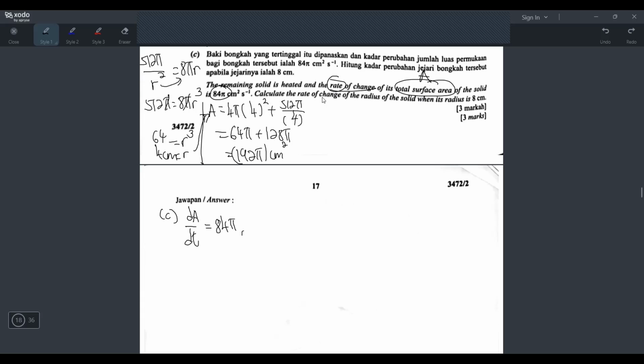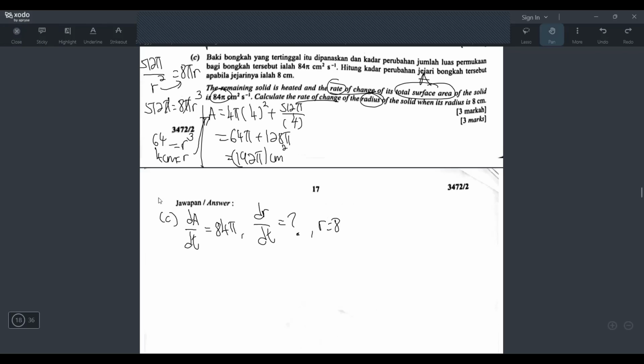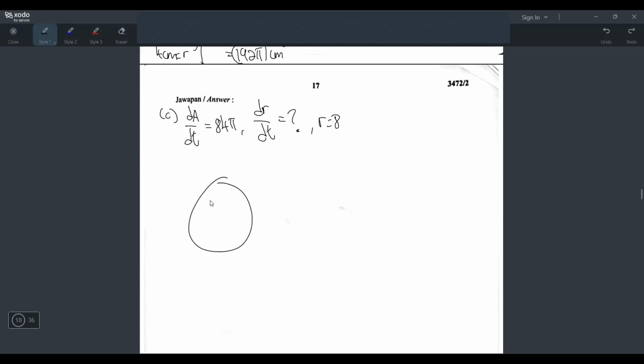Next information, calculate the rate of change. So over dt also. Rate of change of radius. So dr atas lah. Equals to question mark because they want to find. Calculate rate of change of radius of the solid when radius is 8. So comma r equals 8. Okay, until here you can leave some empty space here and then draw this line equals to line, darab line.